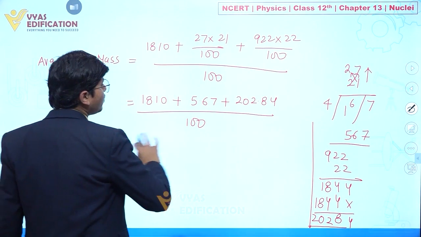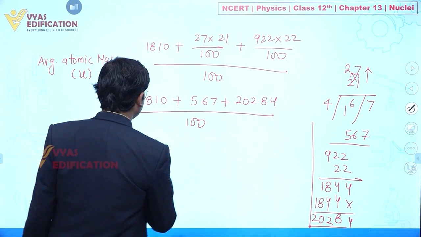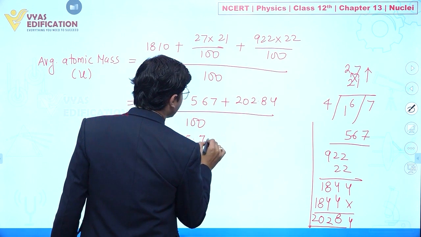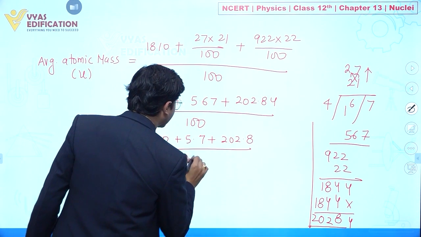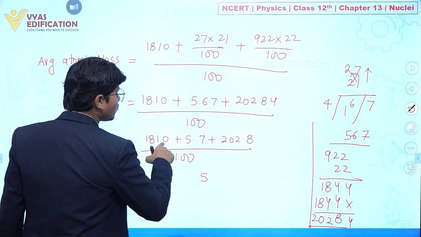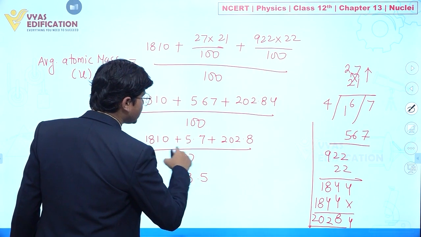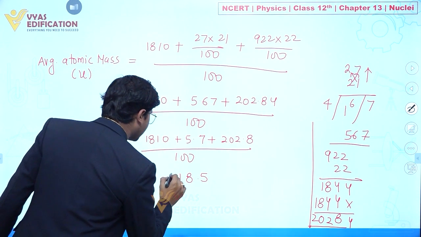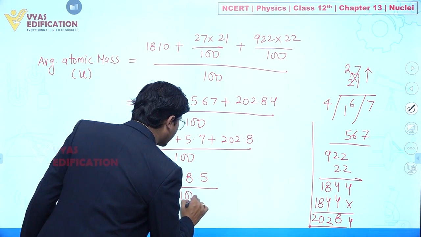Clear? So now if you add, how we can write, first of all I am writing it like this: 1810 plus 5.7 plus 202.8, divided by 100. So 7 and 8, this is equal to 15, we have 1. So 1 plus 5, 6, and 6 and 2, that is 8, 1 and that is 0. So 1, this is equal to 8 and plus 2, that is 10. So 2018.5 we are getting, and it is divided by 100.